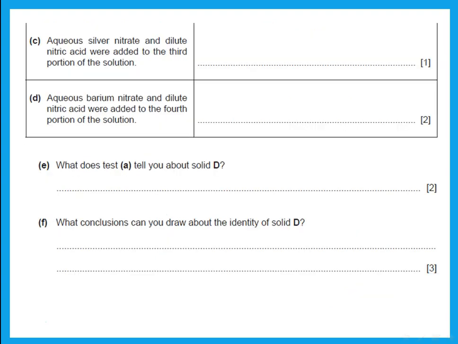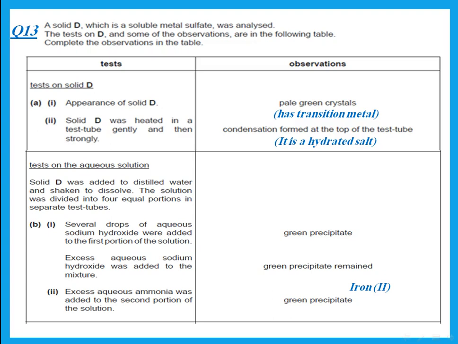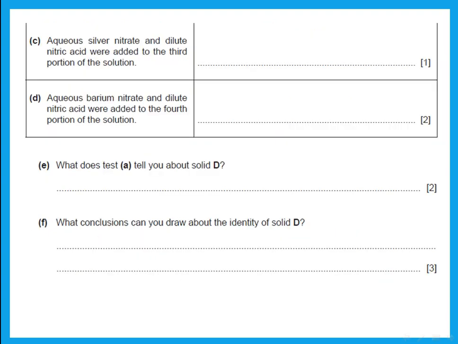Then he said aqueous silver nitrate and dilute nitric acid was added to the third portion. Remember, he said I have a metal sulfate. And you see the first line, a solid D, which is a soluble metal sulfate. So now he's adding silver nitrate. Silver nitrate is test for what? Silver nitrate is test for chloride, bromide, iodide. Do I have any of that? No. So my result is no effect or no change.